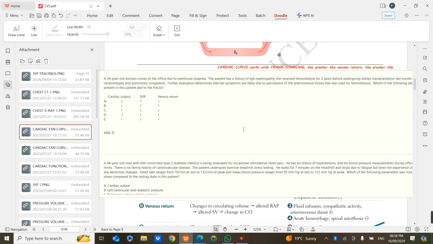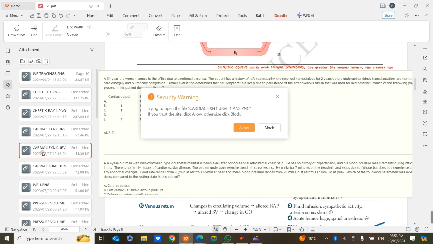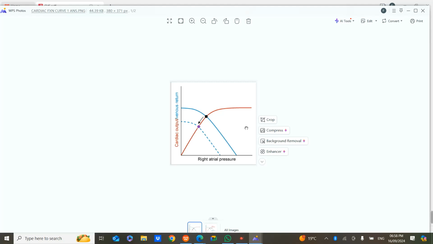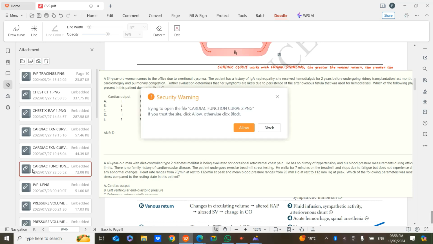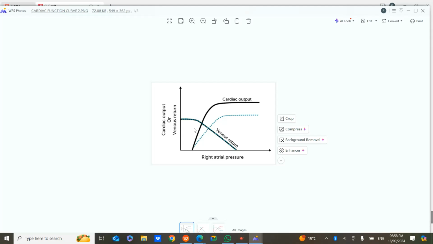I just want you to look at the curve. Not this one. Let's look at this, which is more of the answer to that one. So look at this graph now.